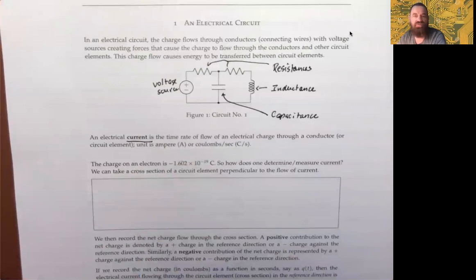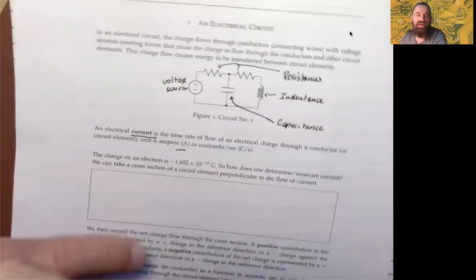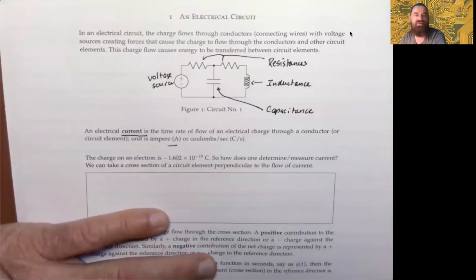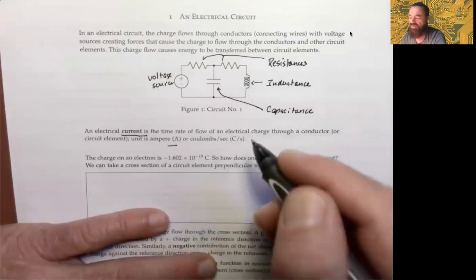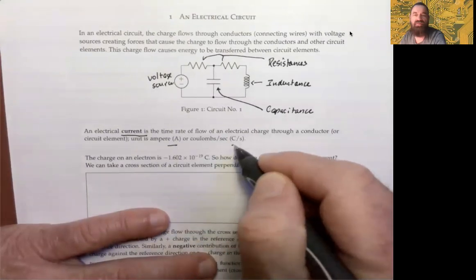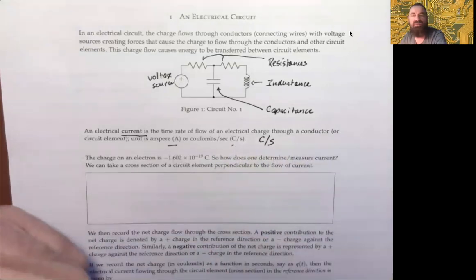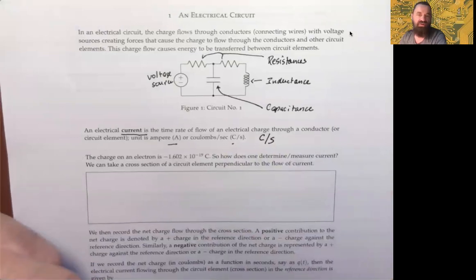The unit for this rate is the ampere, capital A, and the rate is specified by charge per time, and the measure of charge is in coulombs, typically represented by a capital C. Because it's a rate, we say coulombs per second, where the little s indicates seconds. The charge on a single electron, we know, is negative 1.602 times 10 to the minus 19 coulombs.